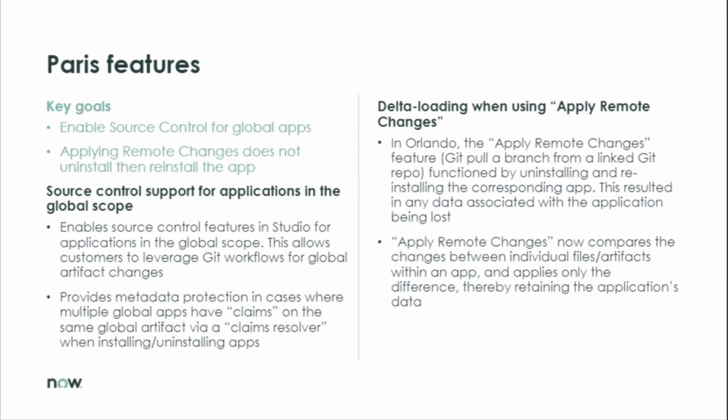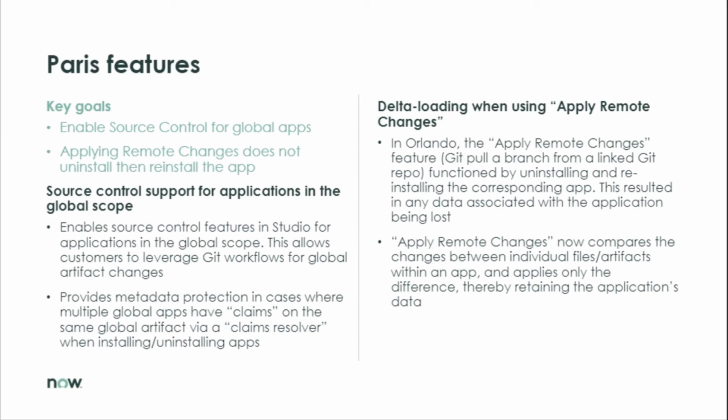And based on those set of claims, we have a claims resolver engine that goes and figures out, when you go install that global app onto another instance, that instance will also now know, hey, this set of global records belongs to this new global app that showed up on the instance, or this new version of the global app.